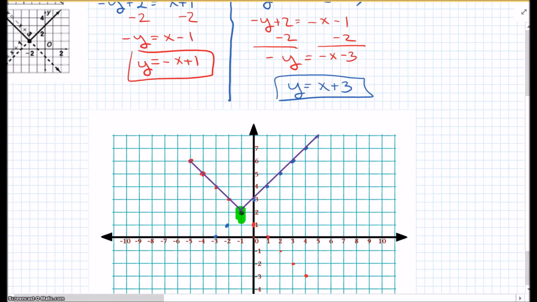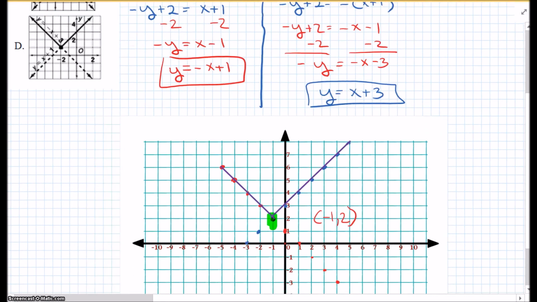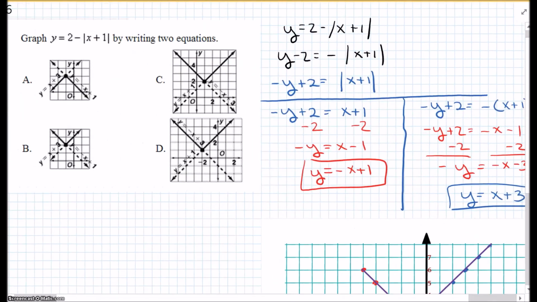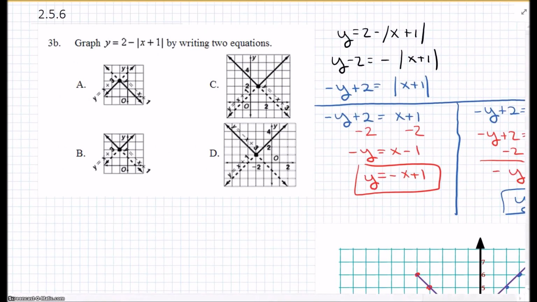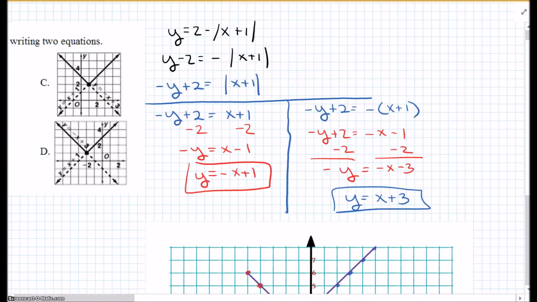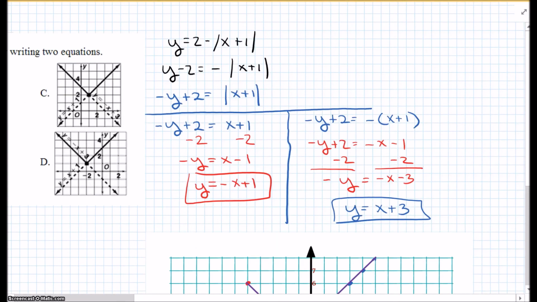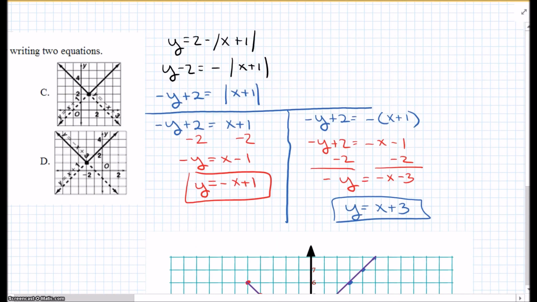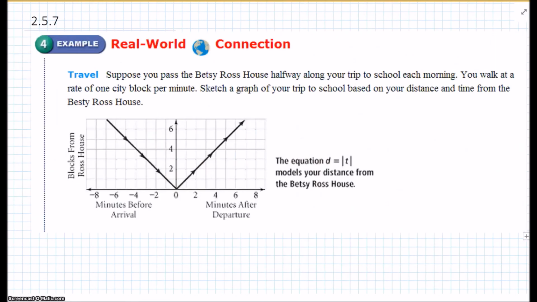So there we have a graph with the vertex of negative 1 comma 2. So we can look at the multiple choice answers and see which one we have a negative 1 comma 2. Looks like the answer is going to be B. All right. Anything else on that? Moving on.